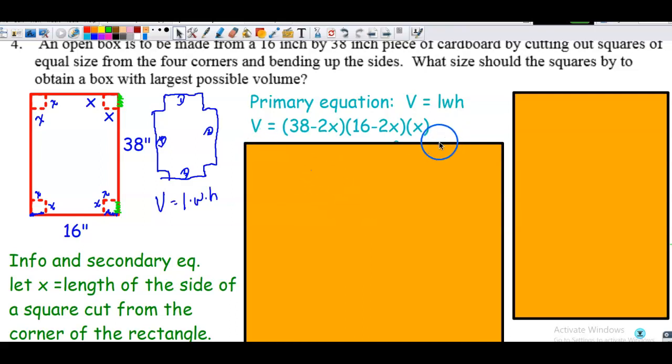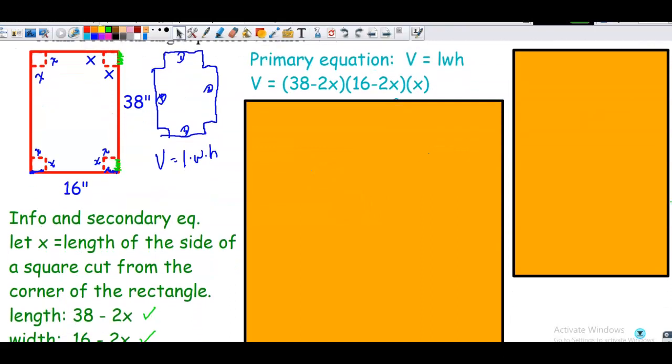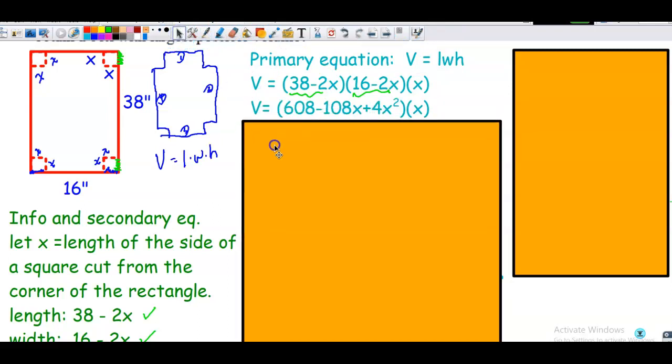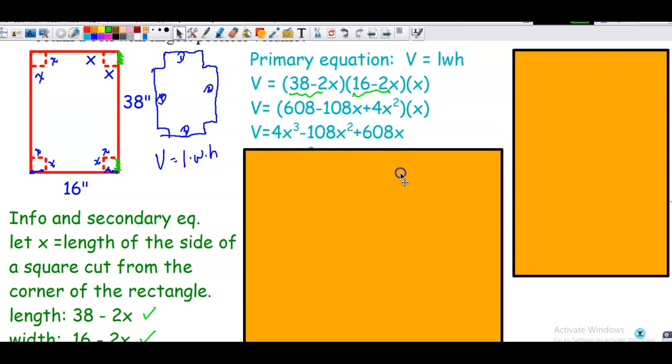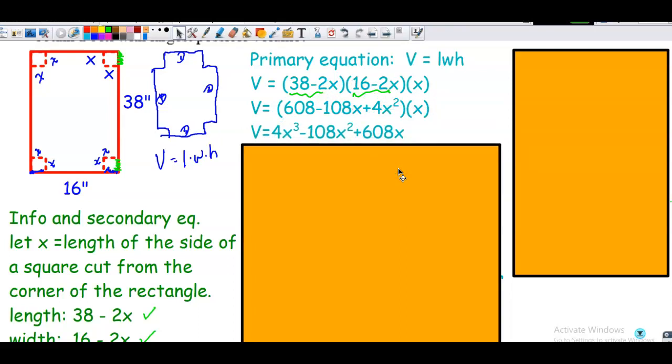That's our primary equation. Now, good news, bad news, a lot of algebra time. So I'm going to have to, and I'll use a calculator to support me, FOIL these 2 binomials and then distribute the x. So you can stop and take the time to do that. When I FOIL the 2 binomials together, which is really multiplying by distributing, I get 608 minus 108x plus 4x squared. Now I'm going to distribute the x, and I get 4x cubed minus 108x squared plus 608x. Primary equation. Lots of algebra.